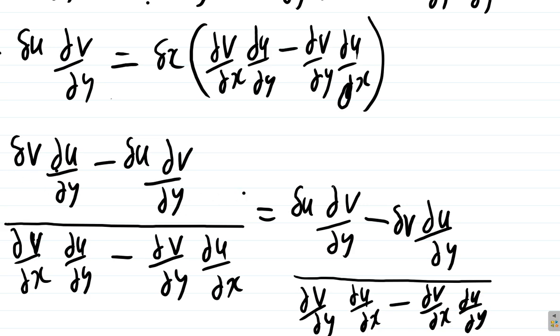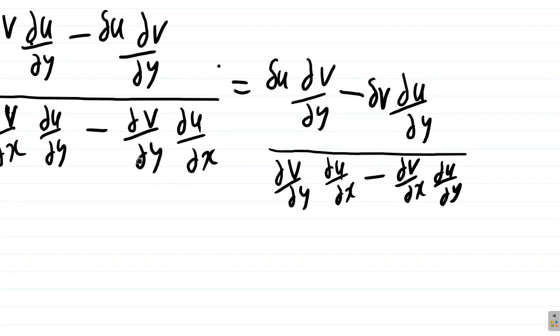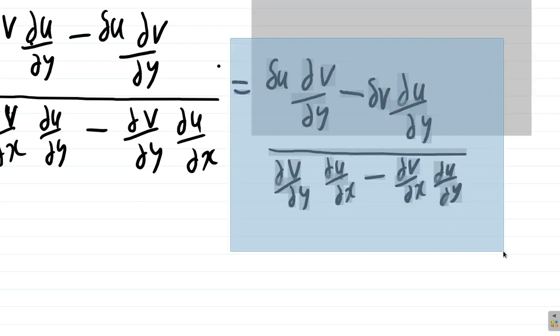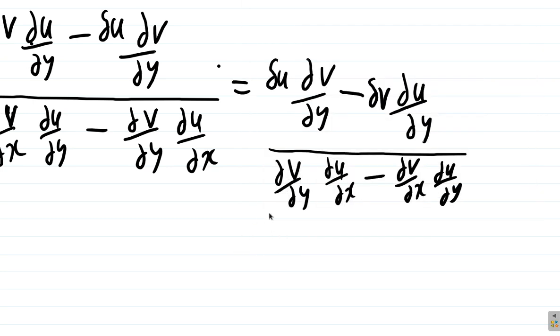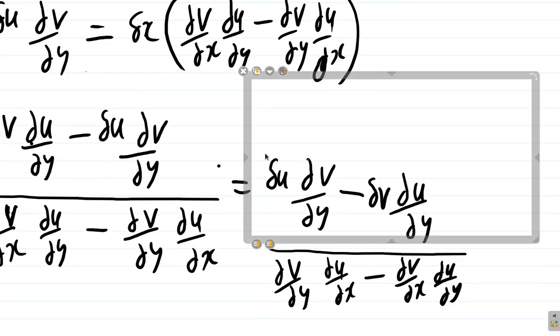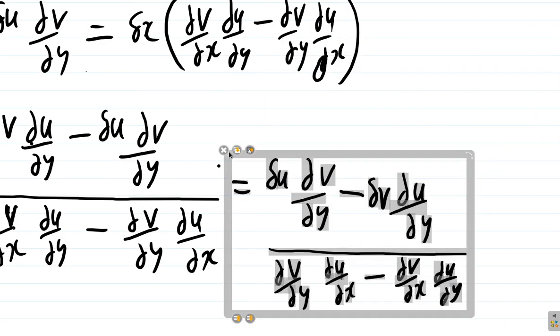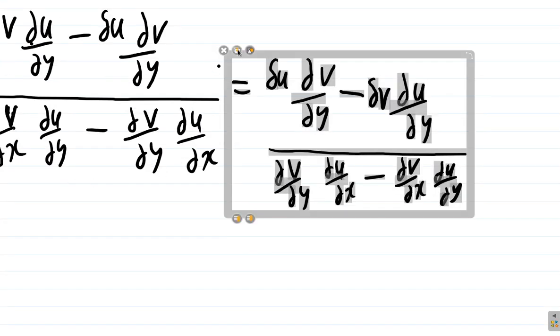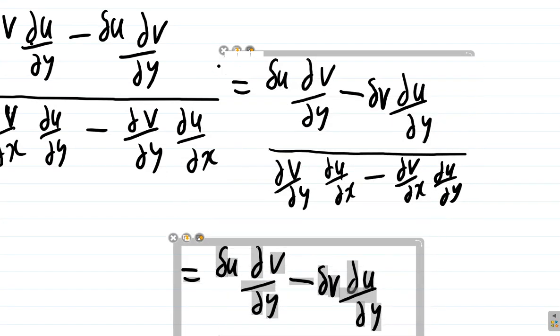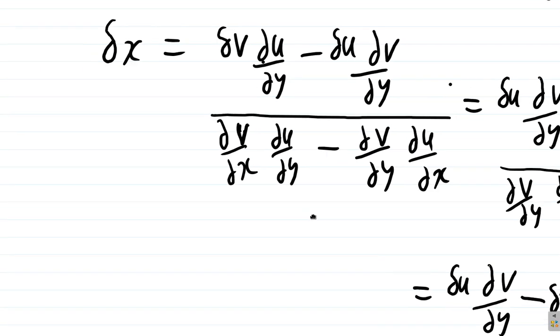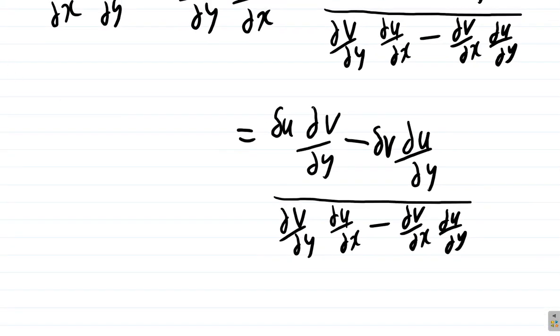Now, here, let me just copy this part here. Wait, something else is being copied with it. What's going on? What is this? There's nothing there. Let's copy and drag this thing down here. So this is delta x, or del x. A small change in x is equal to this.